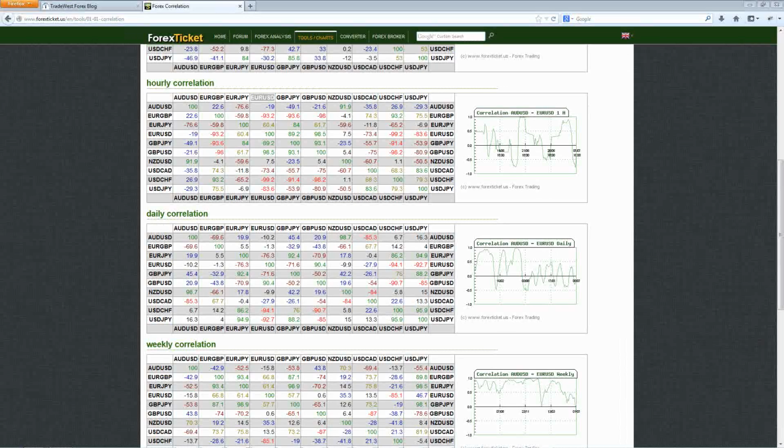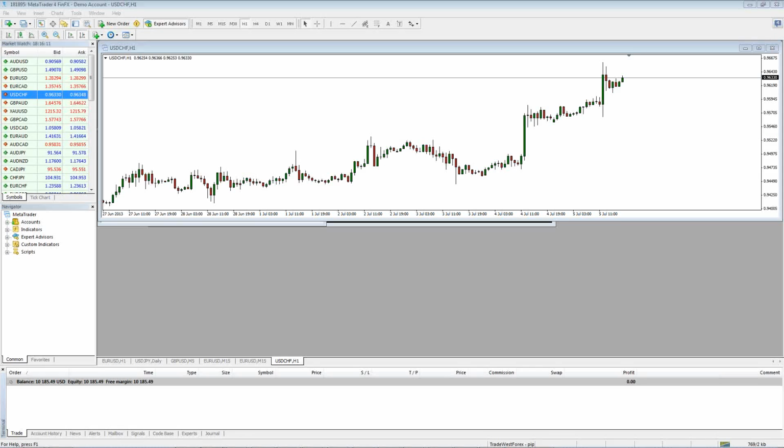Okay, so I've got a U.S. franc chart. Give me 1 minute here and I'll show you guys. We're just going to stack these up so we can see them side by side. So there's my U.S. franc, and let's get a euro-dollar chart.